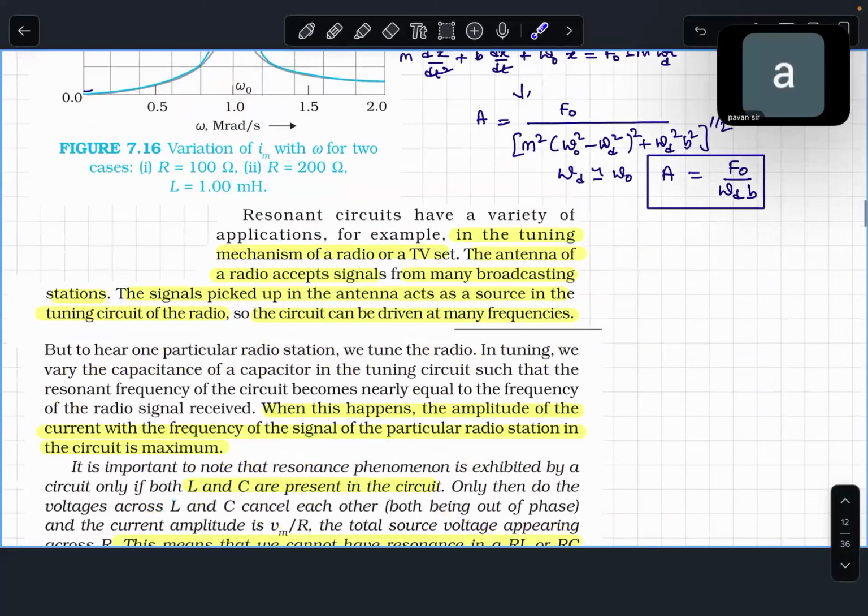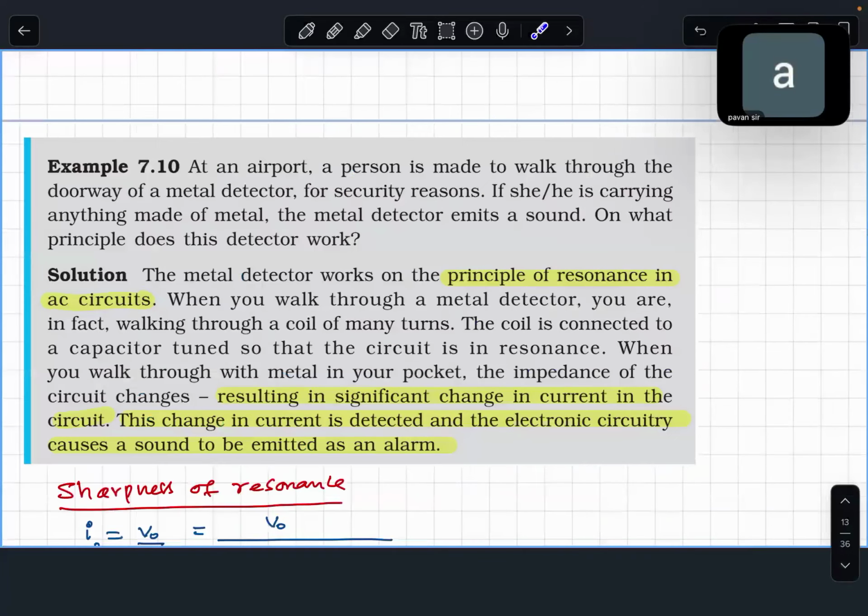Right. Now, this is a very famous question in the mains. Every year, one of the students might get an opportunity to answer such a question. Please try to go through that. At an airport, a person is made to walk through the doorway of a metal detector. Even now, we are doing that in metros also for security reasons. If he or she is carrying anything made of metal, the metal detector emits a sound. On what principle does the detector work?